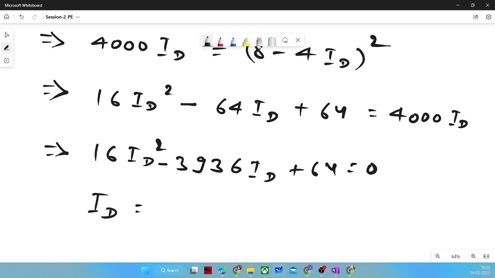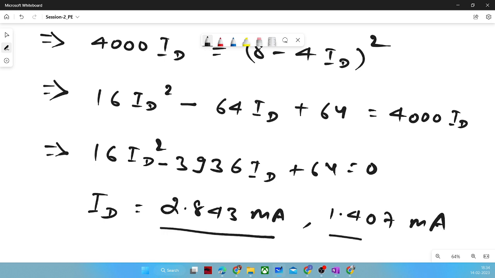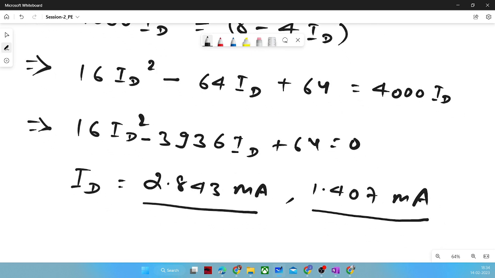Let me tell you the values. 2.843 milliampere, and another will be 1.407 milliampere. So two values you will get, and both are positive. So now the question is which value you should consider. Any idea about that?